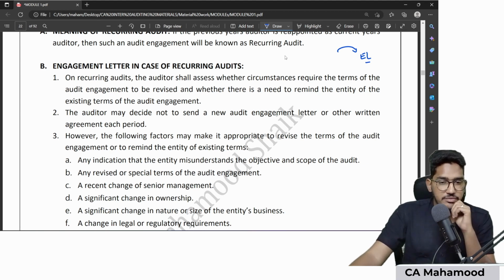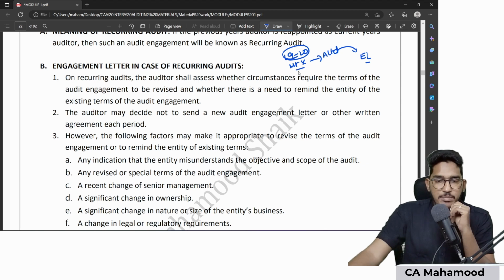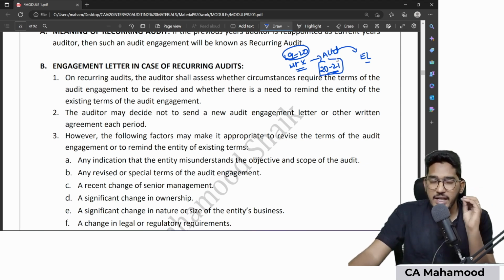For example, for the year 1920, Mr. X was appointed as auditor of the company A Limited. For the year 1920, the auditor gave the engagement letter, and the client also signed it. Now the same person is appointed as auditor for the year 2021 also for the same company. In the current year also, is he required to give the engagement letter once again? Is it mandatory? Last year he has given. Now once again same company, same auditor. So is there any requirement to give the engagement letter once again in the current year?